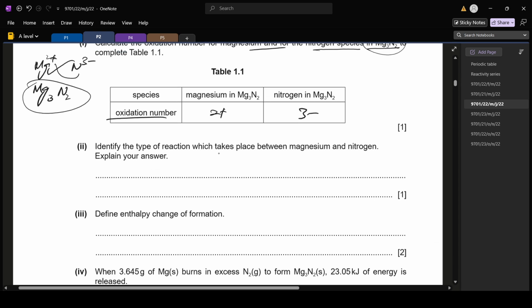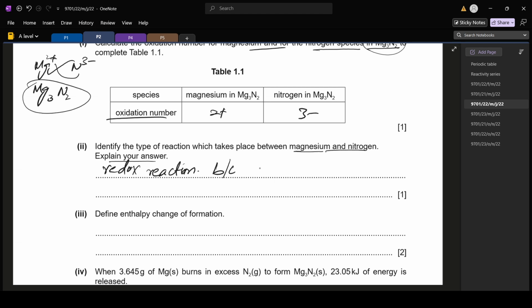Identify the type of reaction which takes place between magnesium and nitrogen. Explain your answer. So this is a redox reaction because magnesium is oxidized and nitrogen is reduced.